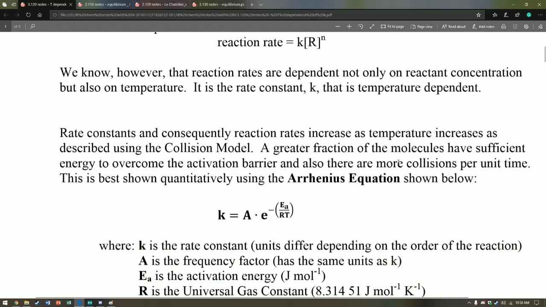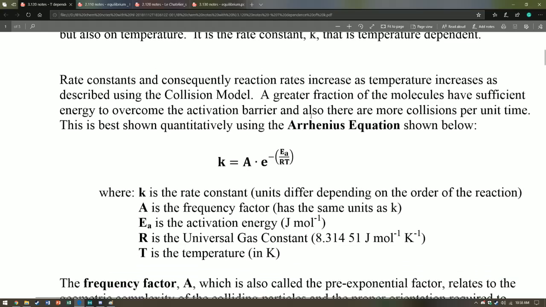Rate constants, and consequently reaction rates, increase as temperature increases, just as we described using the collision model, because molecules are moving faster and therefore can have more collisions per unit time, and since they have more kinetic energy, more particles meet or exceed the activation energy required for a reaction to occur.